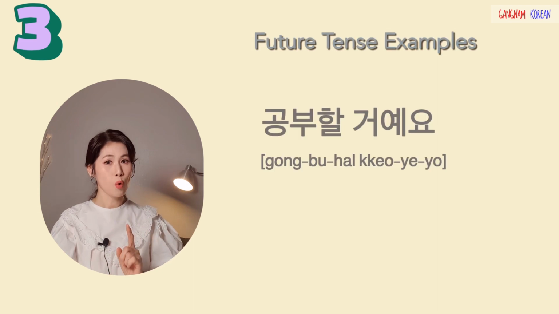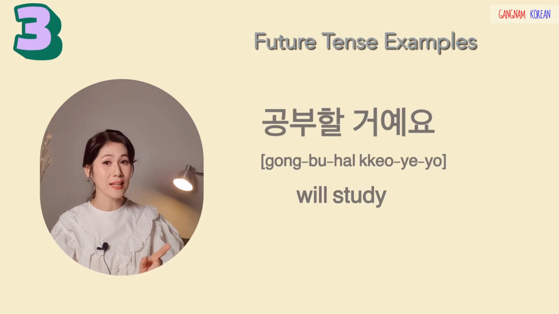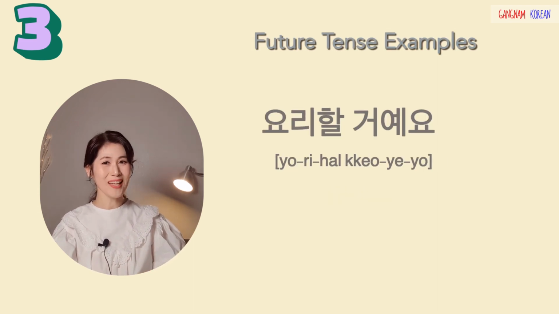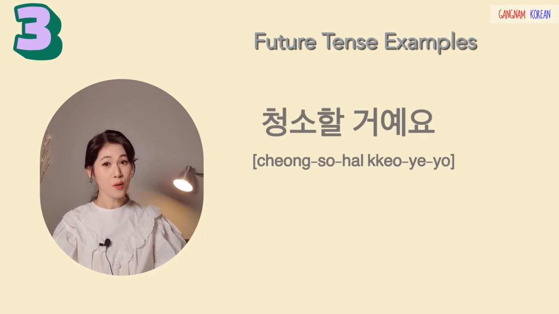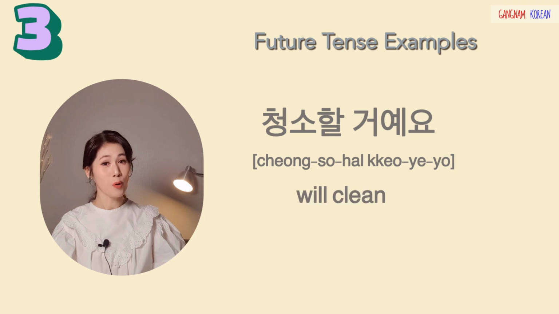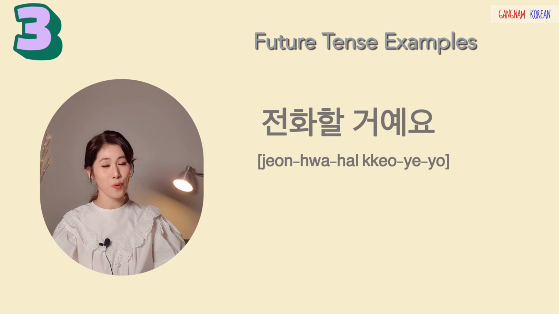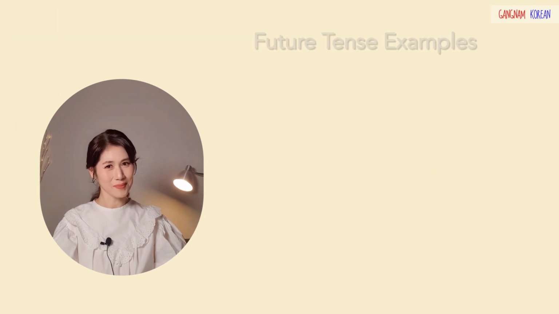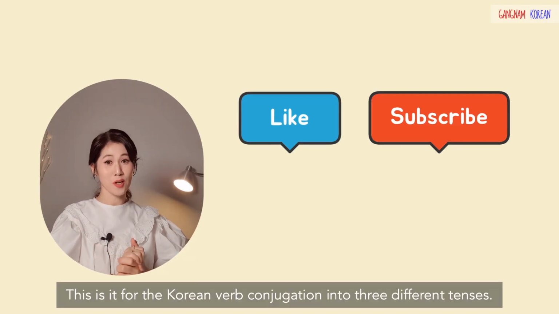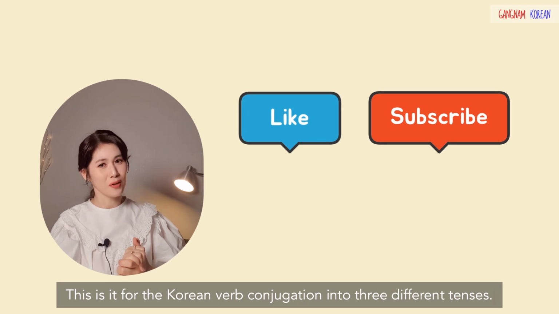For example, 공부할 거예요, will study. 요리할 거예요, will cook. 청소할 거예요, will clean. 전화할 거예요, will call. Alright, this is it for the Korean verb conjugations into 3 different tenses.